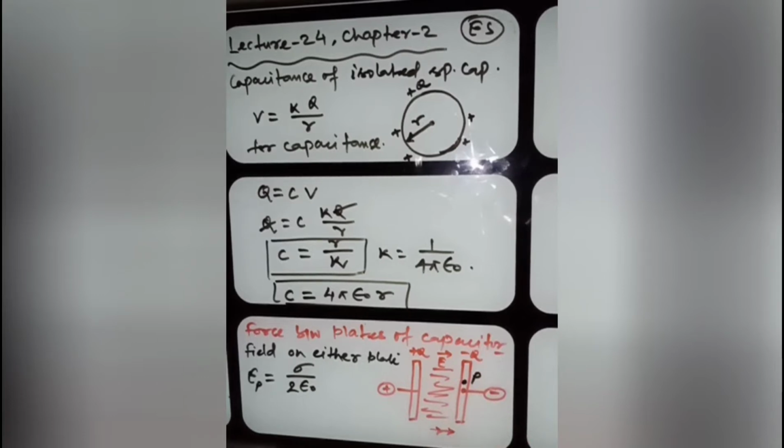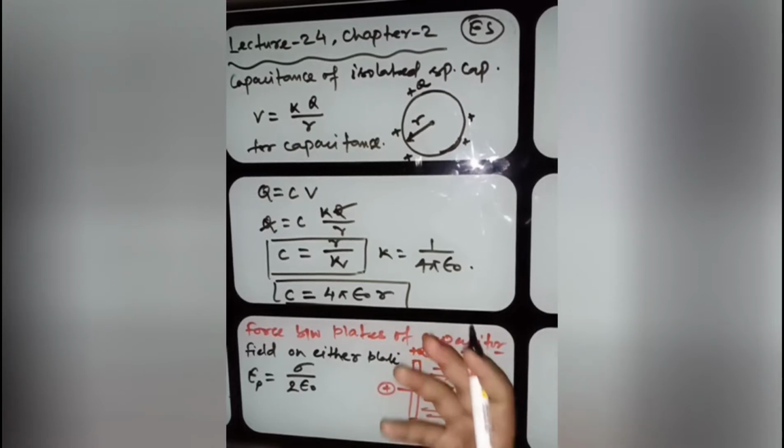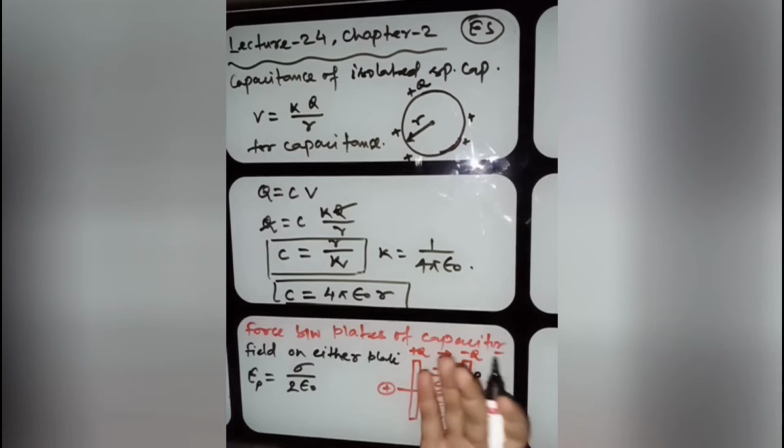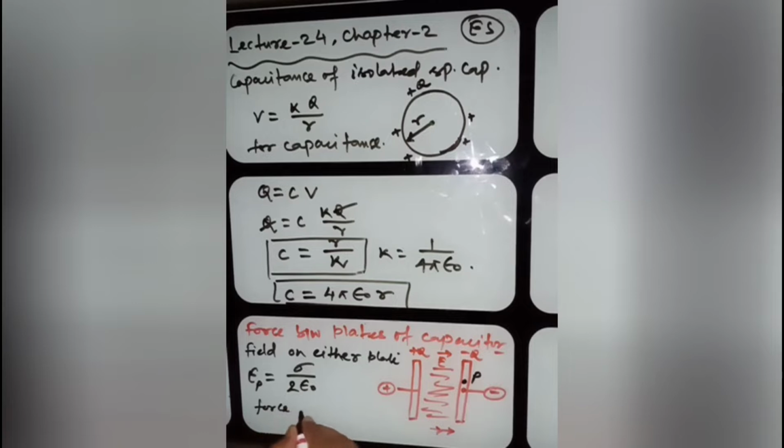So this charge will experience a force, and the total charge will experience a force, which is actually the force between the plates. So here force we can write is equal to Q times E, where Q is the total charge on the plate, and E is sigma by 2 epsilon naught.